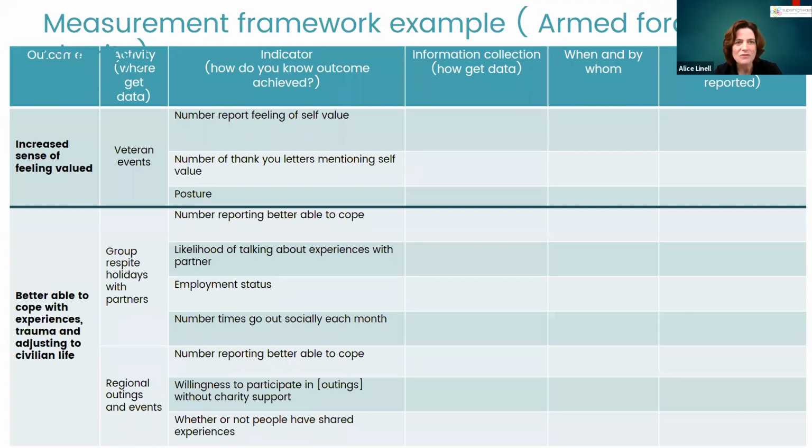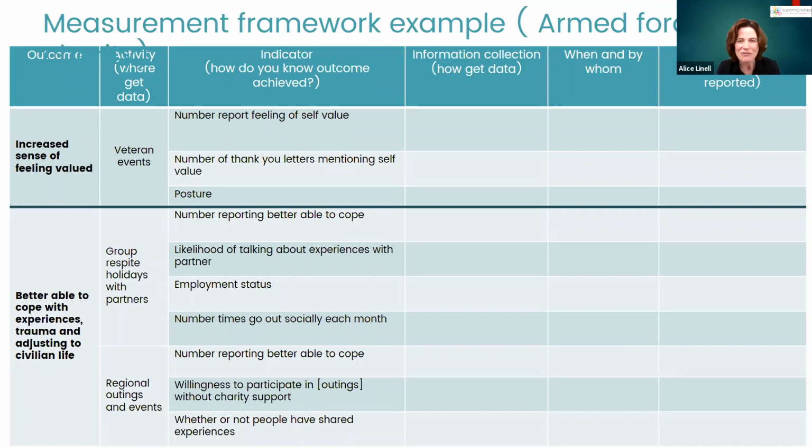So for instance, at the top, it's the number of people who report a high feeling of self-value, the number of thank you letters they're getting, mentoring. And an interesting one in there is posture. For instance, when they're looking at photographs of events, people seem to be standing straighter and taller and feeling more confident and happy in themselves. Then the number of people reporting being better able to cope, and those kinds of indicators. I could go on and on, there's loads of them.